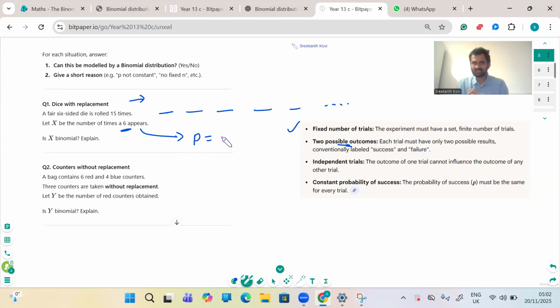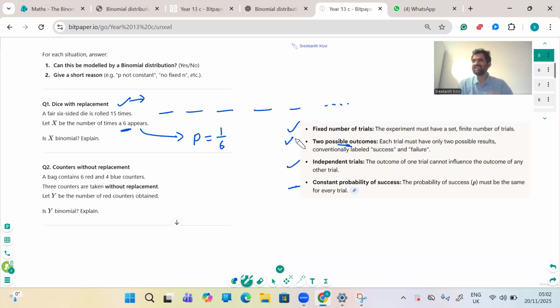Probability of getting a 6 is 1 divided by 6. Any time you roll, any number of times you roll, each time the probability of getting 6 is 1 divided by 6. And there are only 2 possible outcomes: either 1 by 6, or not getting 1 by 6. Success is 1 by 6, not getting it is failure. And the trials are independent. It doesn't matter how many times you throw, every time the probability of getting 6 is 1 divided by 6. Constant probability of success. So it is binomial distribution.